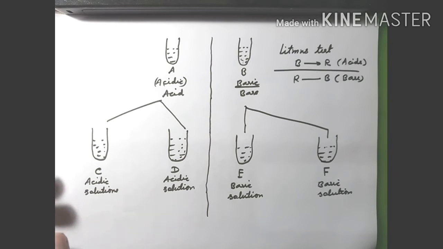You are finding the strength of the acidic and basic solution. It means which one is more acidic, which one is less acidic, which one is more basic or which one is less basic. And for that, we use another type of indicator, and that is called universal indicator paper.